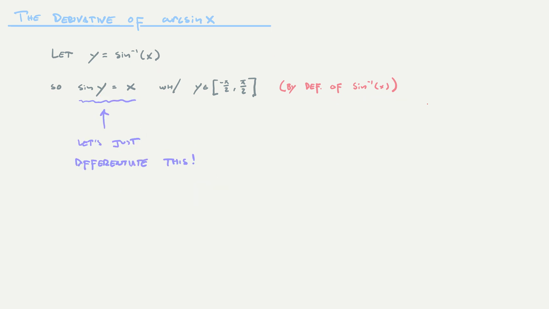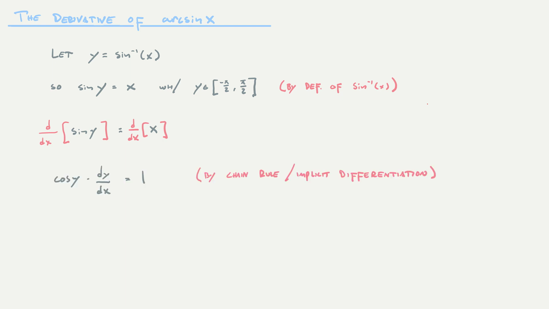Okay, let's just differentiate this thing. We just learned how to do implicit differentiation. Let's do that here. So I'm going to take the derivative with respect to x on both sides of this equation. The right-hand side is super easy. You just get 1 by the power rule. On the left-hand side, you do have to use the chain rule. It's the sine of some function in terms of x. So chain rule stuff is going to happen.